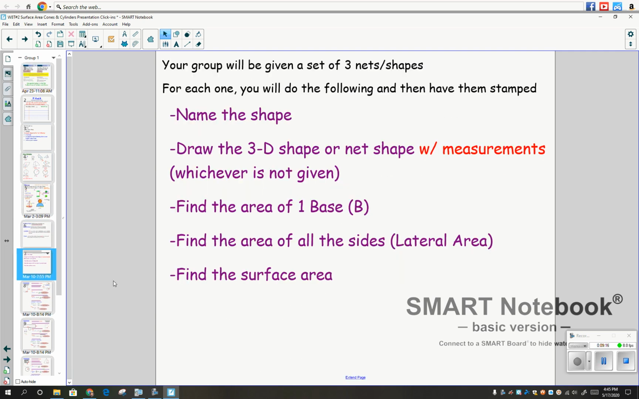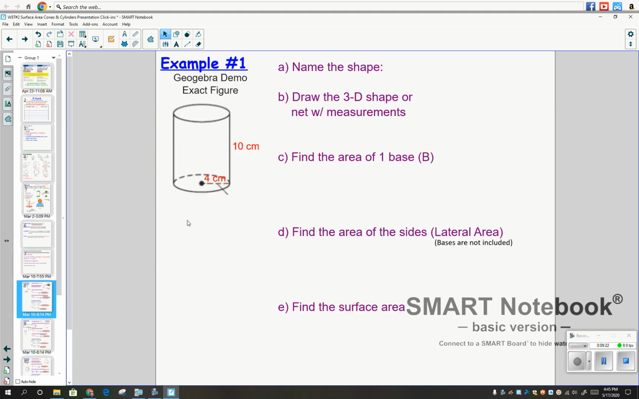Let's try some examples to find the surface area. Again, we're asking the same questions we did in task number 1. So as I look at example number 1, how many circles are there? 2. So what shape is it? It's a cylinder. So let's draw the net.